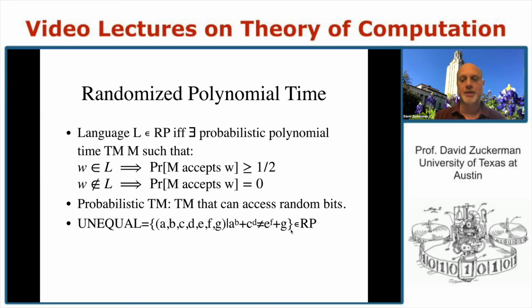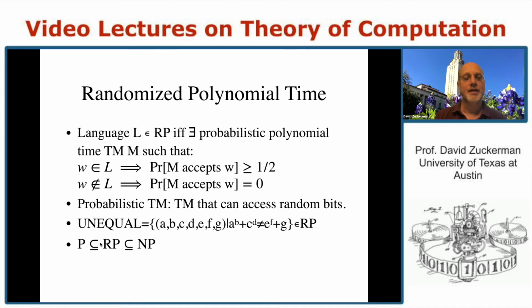So for example, unequal is in RP, where unequal is a set of 7-tuples such that a to the b plus c to the d doesn't equal e to the f plus g. Because remember, if we take this mod a random prime, with probability at least 1/2, the two sides are different. So we can output unequal. And if the two sides start out being equal, if we take it mod a random prime, they'll still be equal. We'll never say they're unequal. Okay, so it's unequal that's in RP. This is not a symmetric definition, so you need to check. It's not equal that's in RP, but unequal.